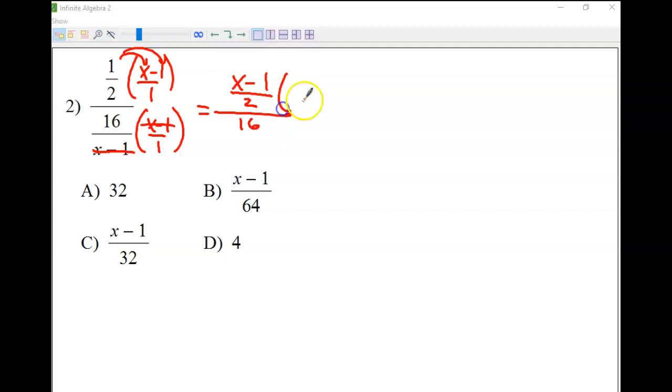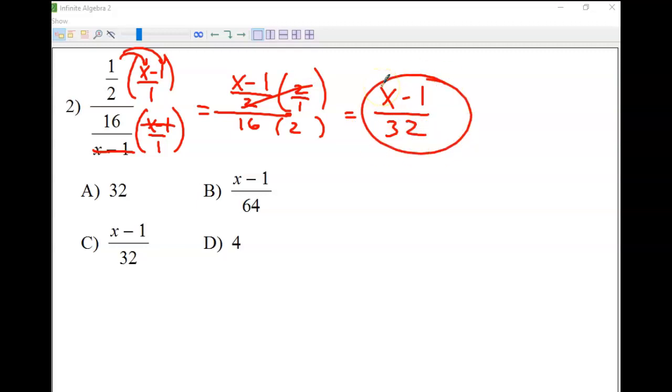From there, we're going to multiply the top and the bottom by the other little denominator, which is 2. The 2's cancel, and I end up with x minus 1 over 32.